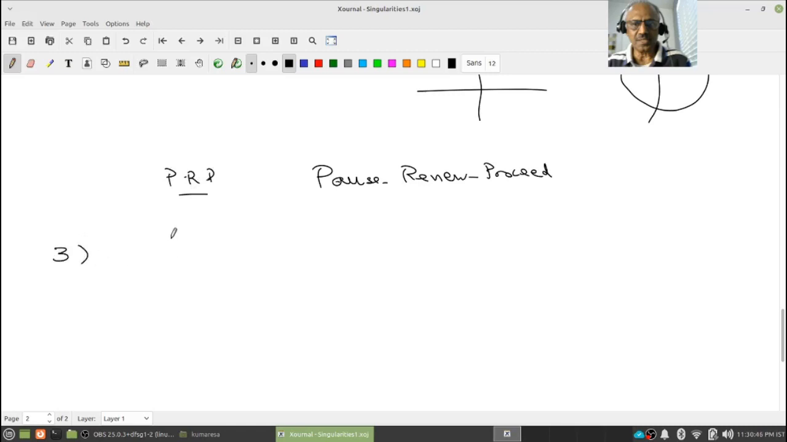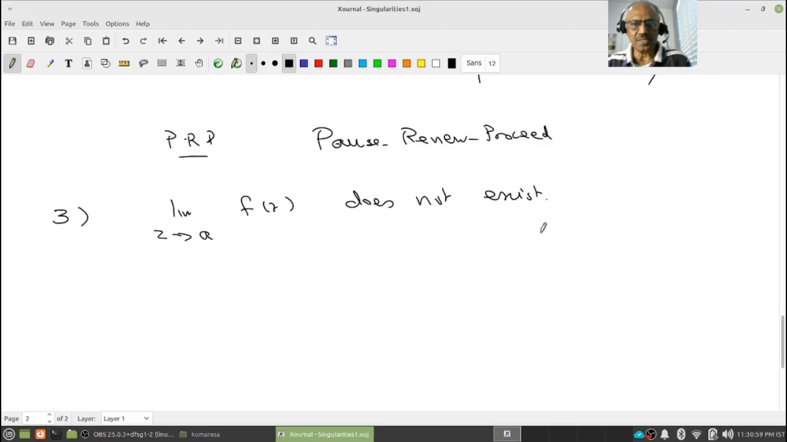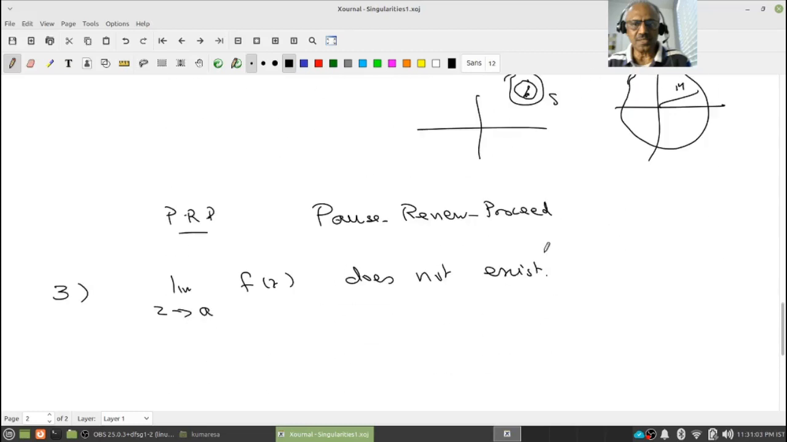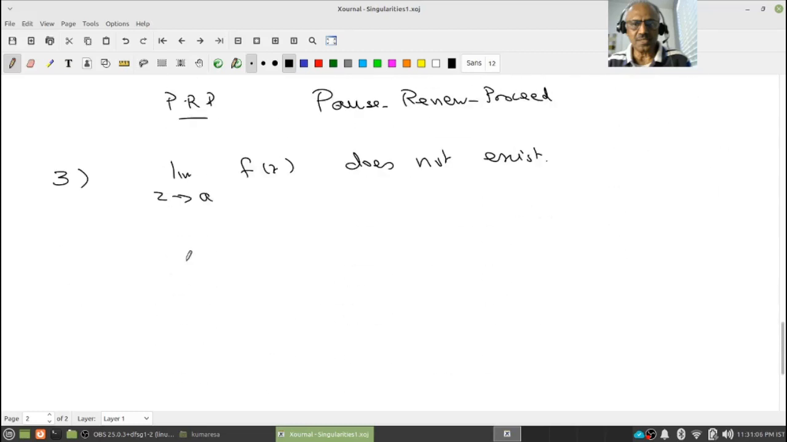And what is the third possibility? Limit z tends to A of f(z) does not exist. Is that clear? So these are the only possibilities. Notice that these three cases are mutually exclusive. What does that mean? It means if one of them happens, the other two cannot happen.